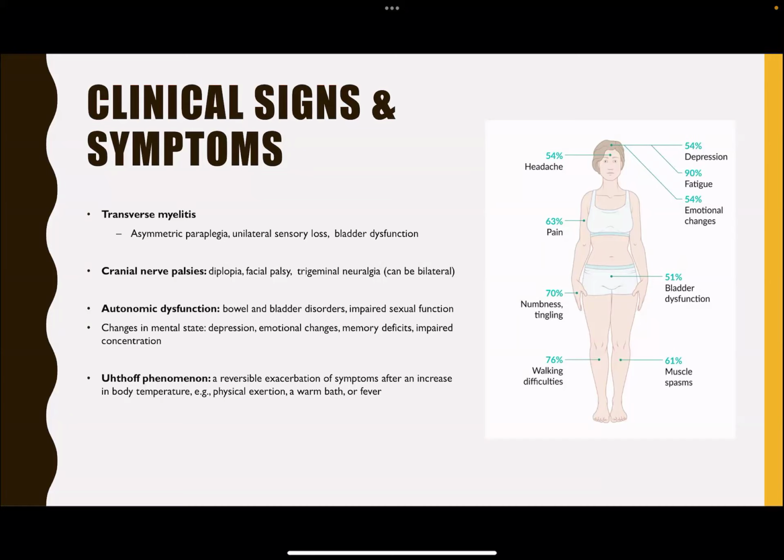Autonomic dysfunctions such as the bowel and bladder disorders and impaired sexual function. The changes in mental status such as depression, emotional changes, memory deficit, they will forget the words that they want to say, for example, impaired concentration as well. They will have reversible exacerbation sometimes due to increase in body temperature, which is called Uhthoff's phenomenon. For example, when they do a physical exercise, take a warm bath, or if they have a fever.